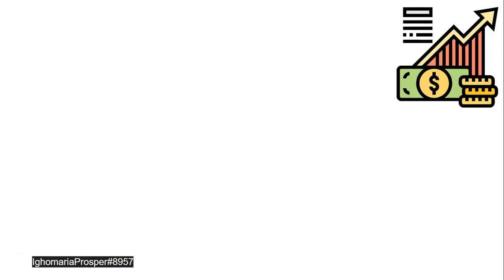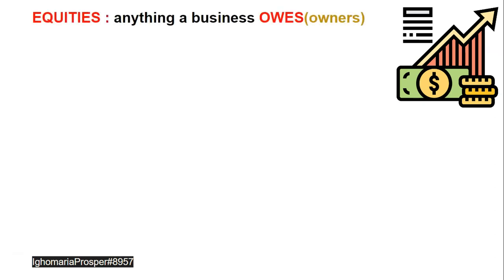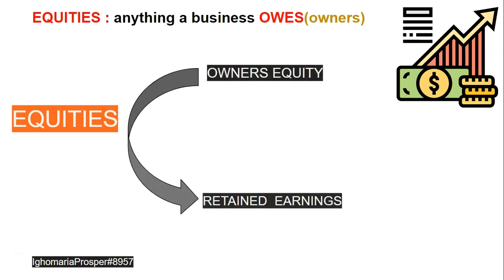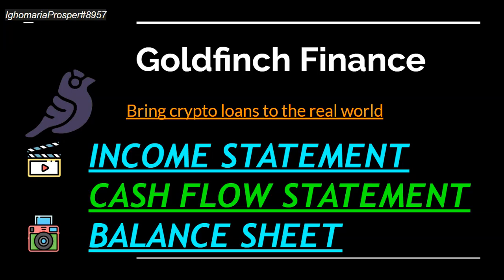And then next on the line is shareholders equity. So anything that the business owes the owners of the business. So we have owners equity, and then we have retained earnings. So retained earnings, these are funds that can actually be plowed back to give the company more edge as it progresses.